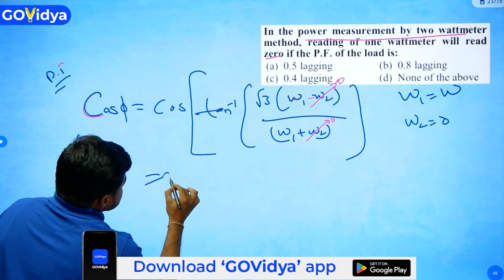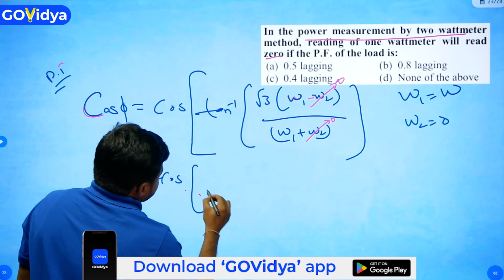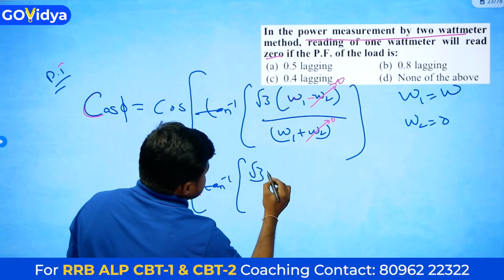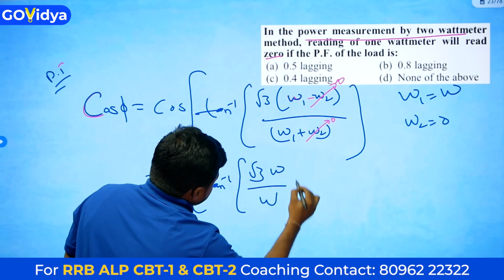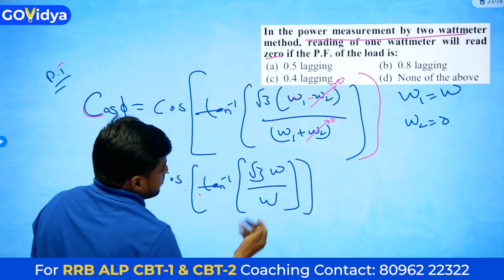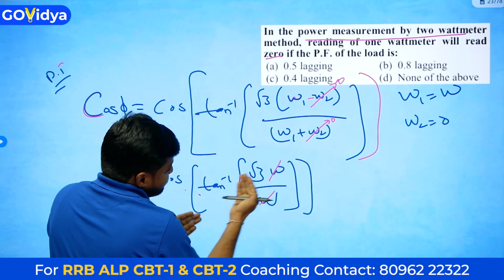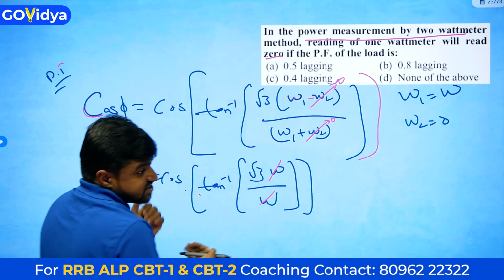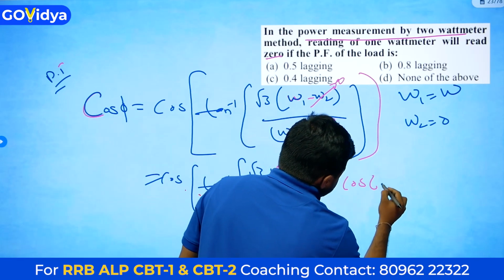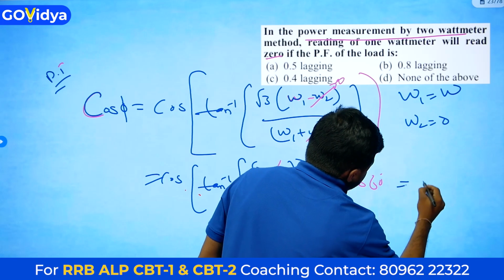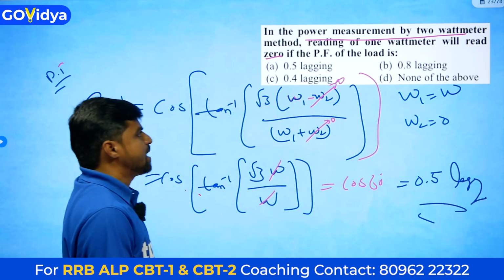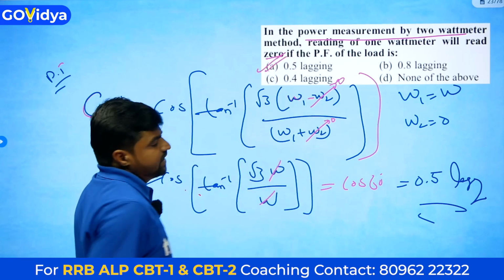Substitute here. Cos of tan inverse root 3 times W by W. W will cancel. Tan inverse of root 3 is equal to 60. Cos 60 is equal to 0.5. So 0.5 lagging power factor. From the options, option A is the correct answer.